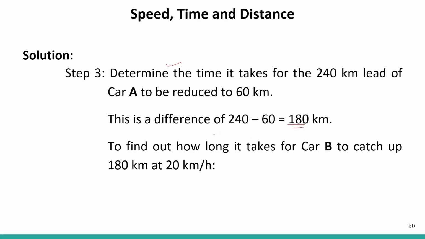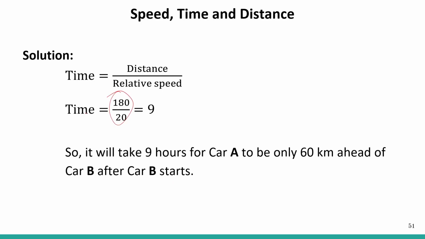To find out how long it will take for car B to catch up 180 km at 20 km per hour, it will be 180 by 20, which is equal to the time that B needs to catch up, leaving a 60 kilometer difference between it and car A. So it will take approximately 9 hours, 9 hours for car A to be only 60 kilometers ahead of car B.